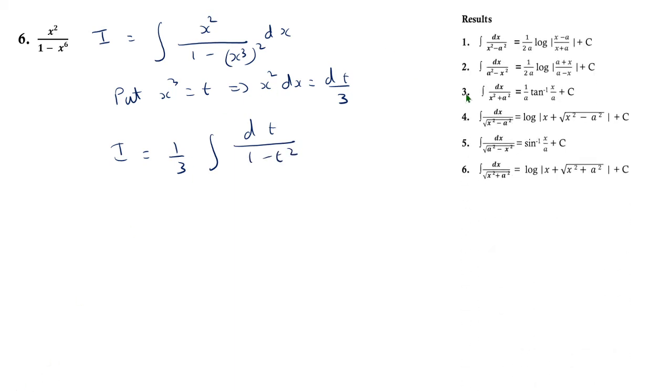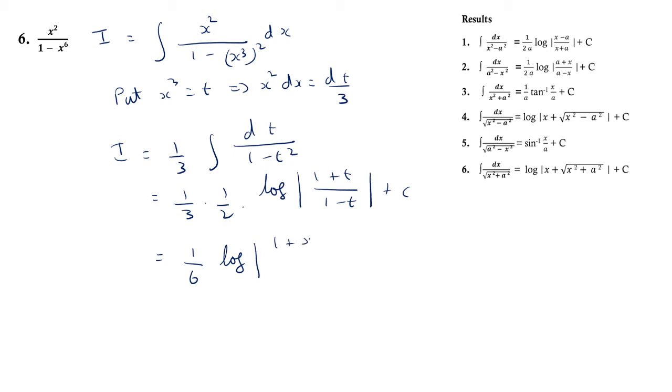So we know integral dx by a square minus x square is 1 by 2a log mod a plus x by a minus x plus c. So this is equal to 1 by 3 into 1 by 2 into log mod 1 plus t by 1 minus t plus c. We have to substitute t in terms of x. So it is log mod 1 plus x cube by 1 minus x cube plus c.